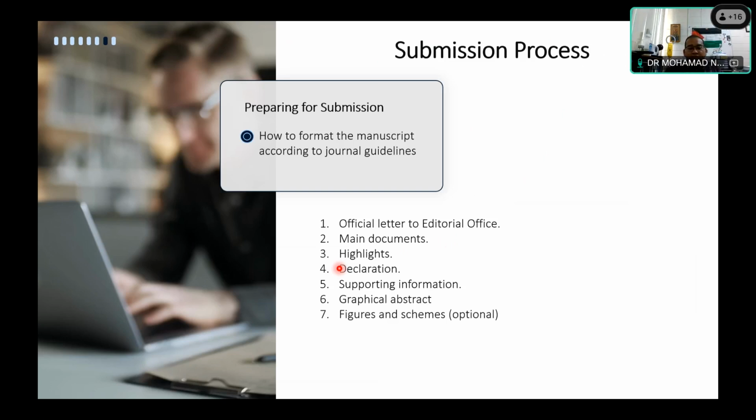Okay, so number 5 is supporting informations. Number 6 is graphical abstract. And lastly, a list of figures. Every figure that you put inside the main document, you have to attach together inside the system. So figures and schemes. This is very important.